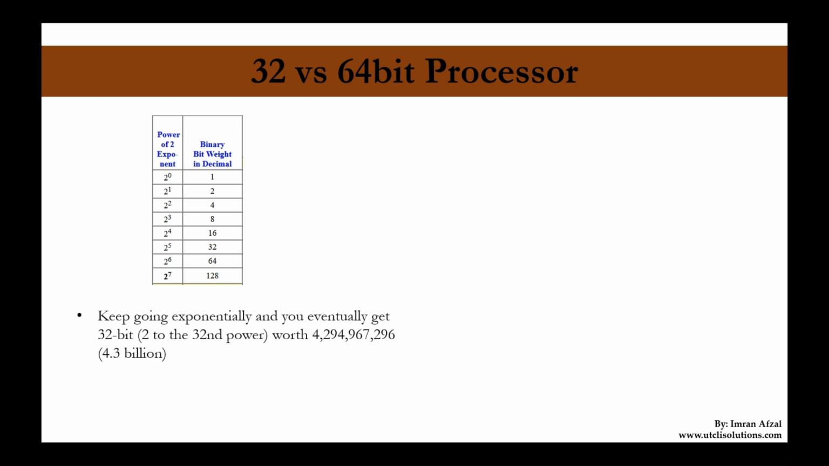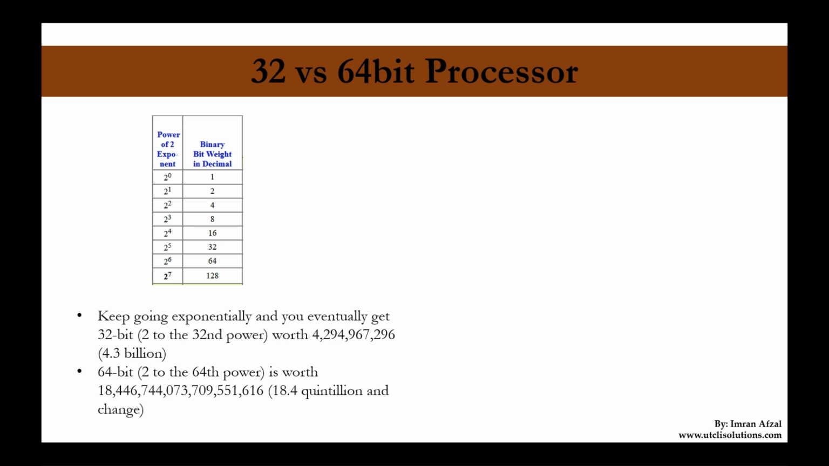So if we keep going to 2 to the power 32, and put it exponentially, then eventually you're going to get the 32-bit worth: 4.3 billion. It means it could process 4.3 billion data units at a time if it is a 32-bit processor. Now, if it is a 64-bit processor, which is 2 to the 64th power, it is worth, wow, 18 point quintillion and change. That's so much I cannot even translate it into how many gigabytes it will be.